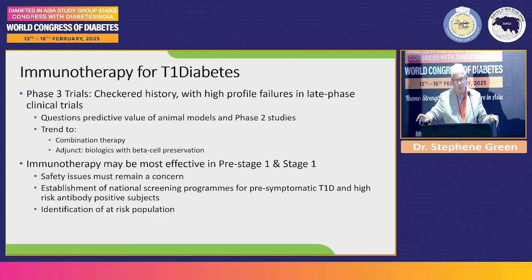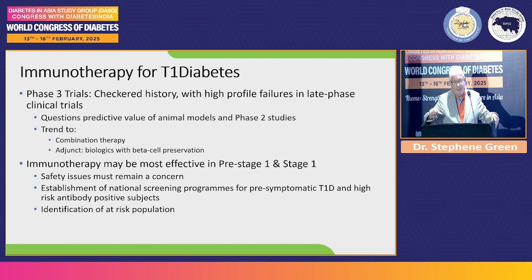There's been a tremendous checkered history of the phase 3 trials, and nobody's actually gone on to do any stage 4 studies yet. And there's been lots of high-profile failures. We've got to question the predictive value that animal models do in the preparation for these phase 2 studies leading on to the phase 3. The trend, however, is to look for combination therapy with various agents, and that may well be a beneficial area to go. And looking at the adjuncts of biological agents with beta cell preservation.